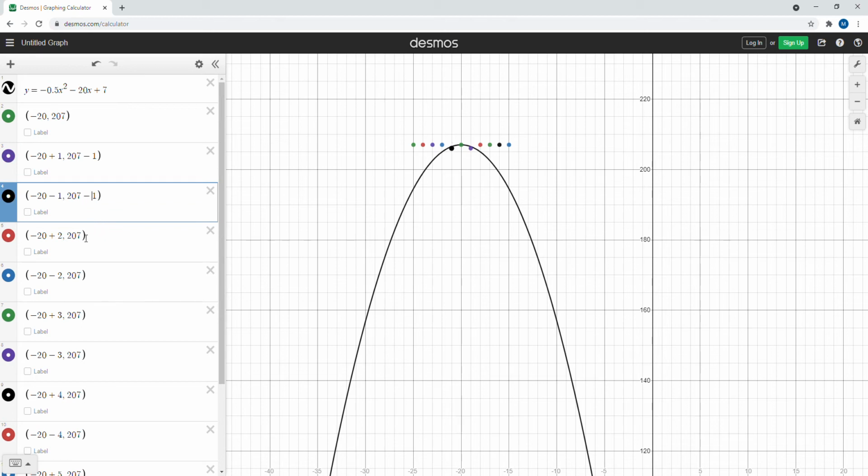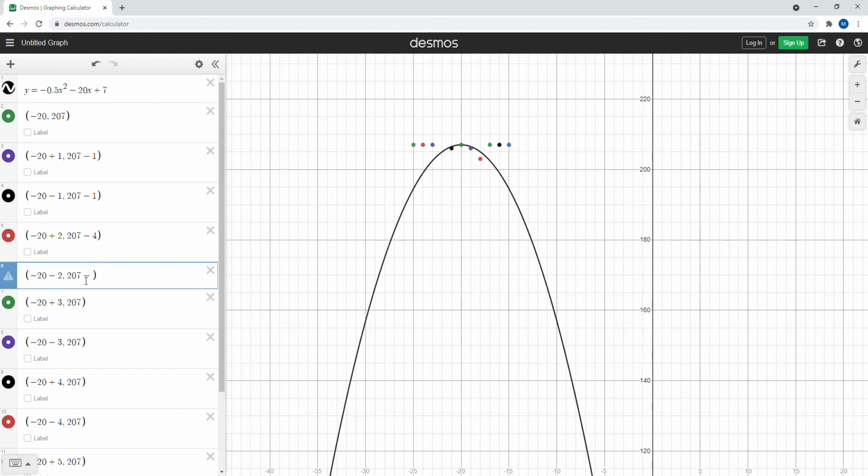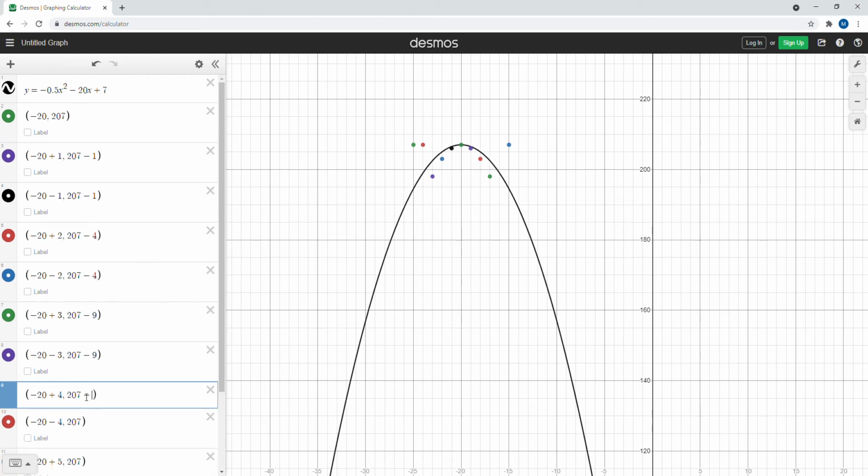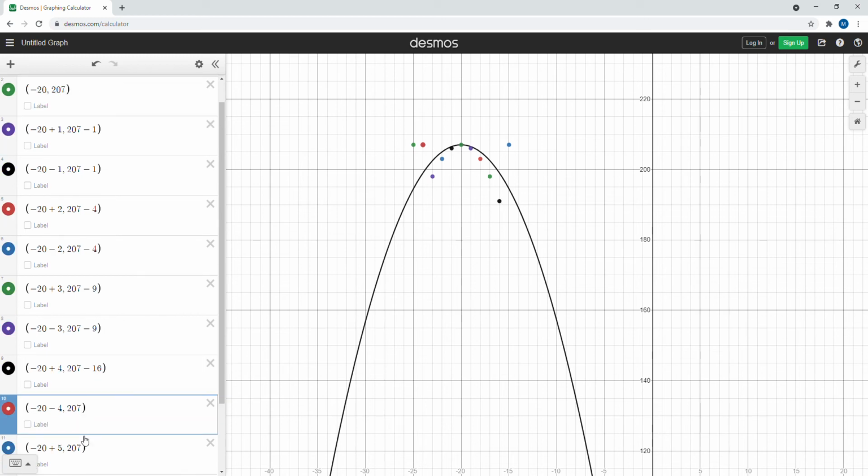And then we're going to square 2, which is 4. So I'm going to subtract 4 and subtract 4. Okay, I'm subtracting because it's a downward opening parabola. Then the next one is 3. We square that. 3 squared is 9, so we're going to subtract 9. Then the next one is 4, so we're going to square that, get 16. So we're going to subtract 16. Then we square 5, which is 25, so we subtract 25 and subtract 25. Now, what we notice is that all of those points are not on the parabola.